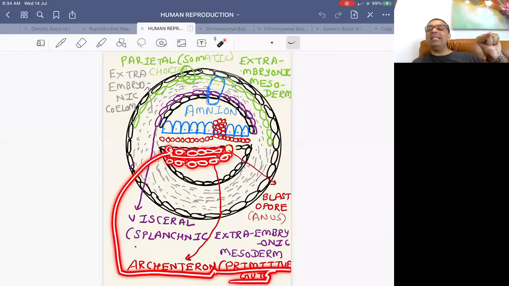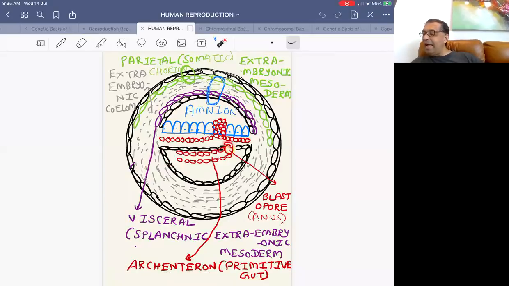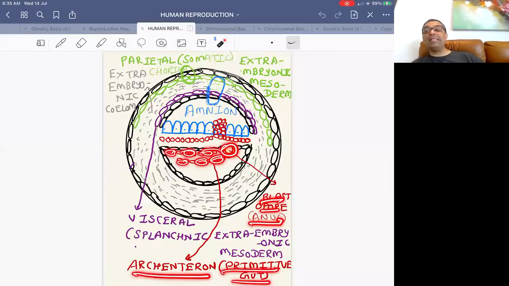And ये internal lining बनता है digestive system का, and this is formed as early as the formation of the gastrula. So which is the first part of the child to develop? The blastopore which will form the future anus. ये सबसे पहला organ बनता है. And the first system to be formed is the digestive system in the form of the archenteron or the primitive gut.